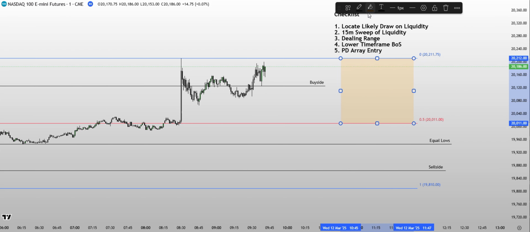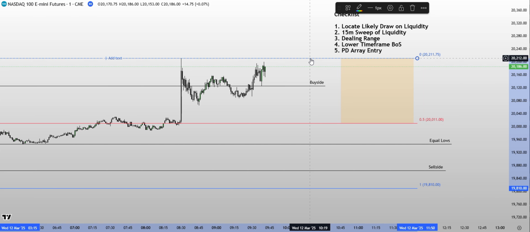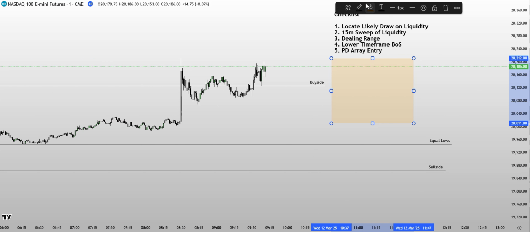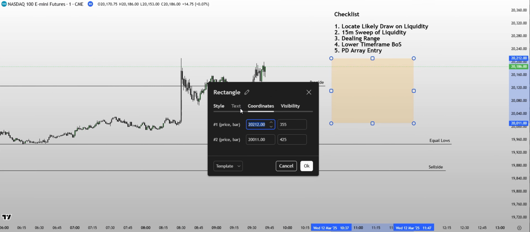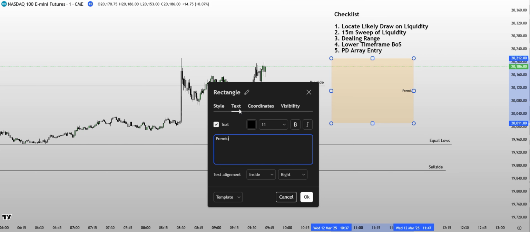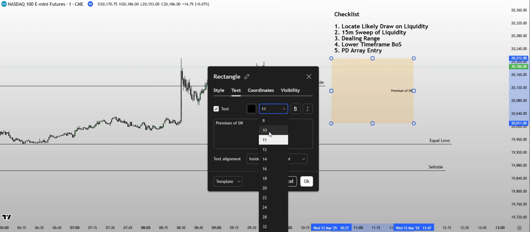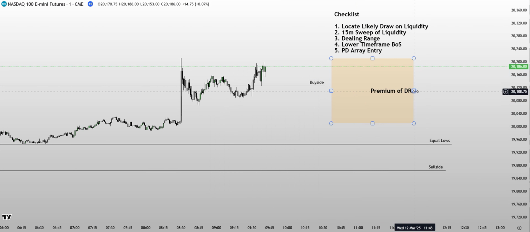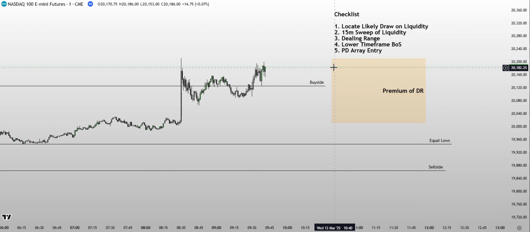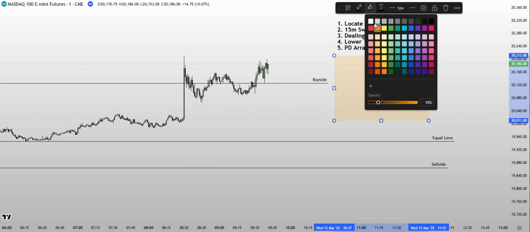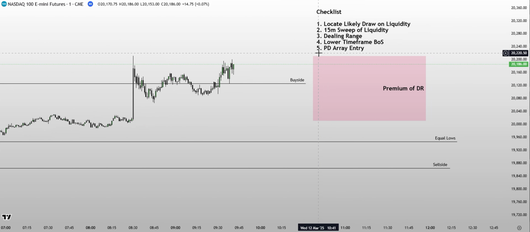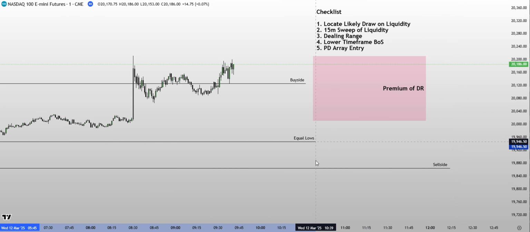Right here. So I'm going to remove that dealing range here just to not add any confusion. This is the premium of dealing range. Premium of dealing range. So the optimal entry will occur in here, because that is a premium relative to price. So we're going to put it in this color here. And so now we're on the lower time frame and we're looking to see if we get a confirmation in price.